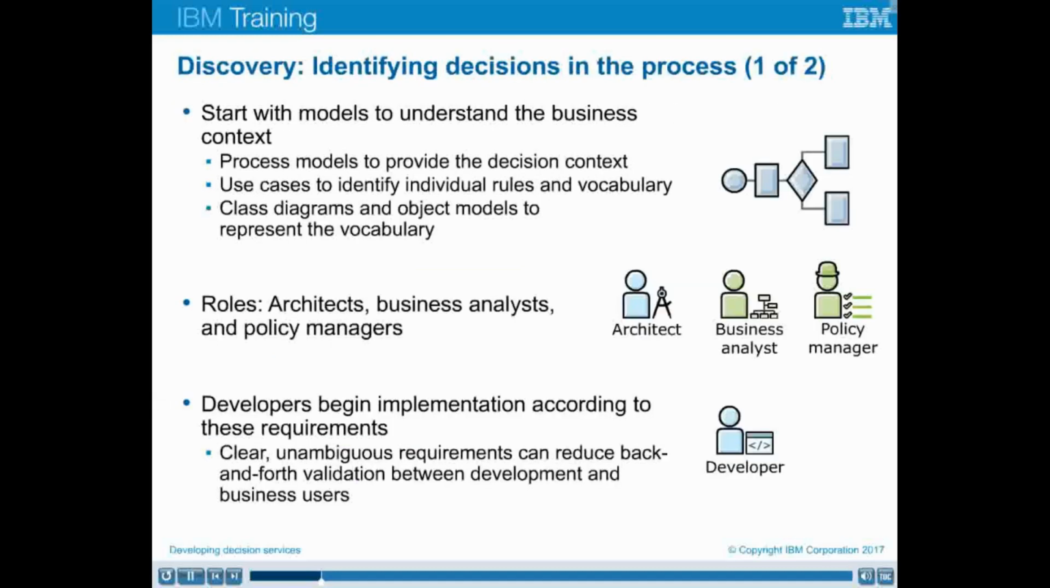During the initial phases of discovery, when the architects are working with the business analysts, policy managers, and other business experts, models are used as a starting point to define the scope of what the business rule application should do and to establish a context for the decisions. Without this context, you might end up implementing the wrong rules.